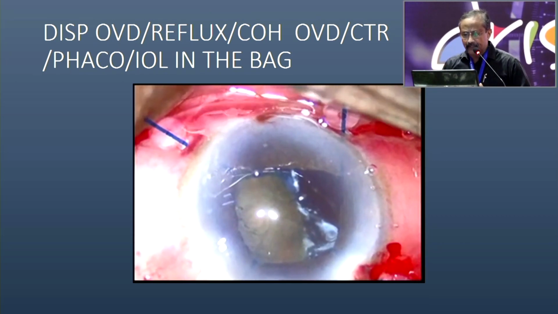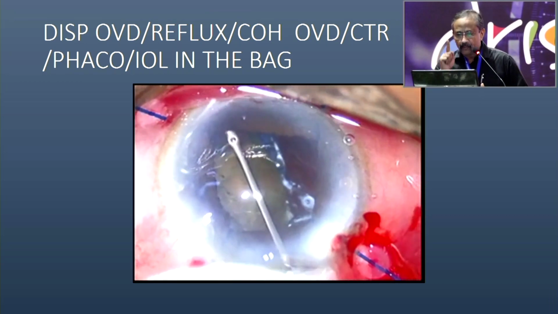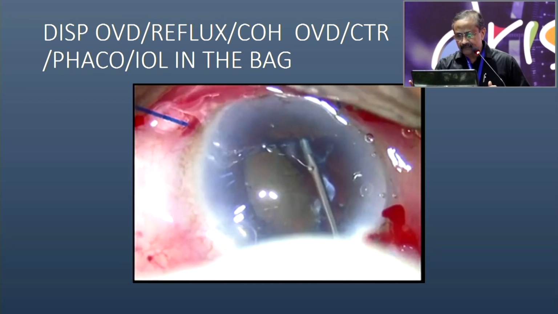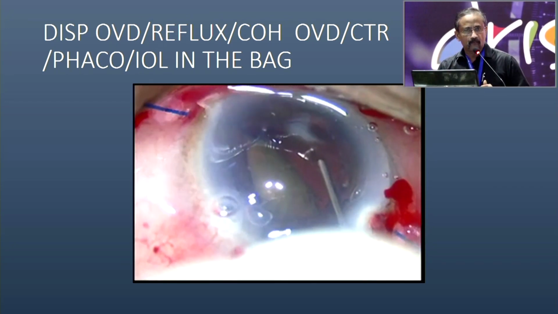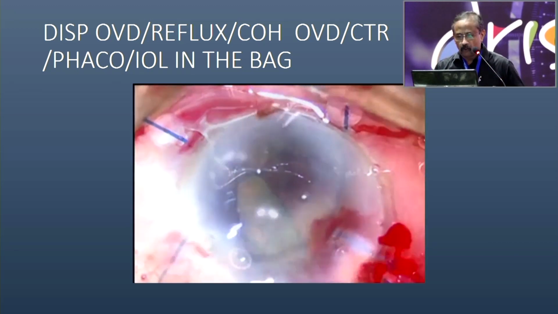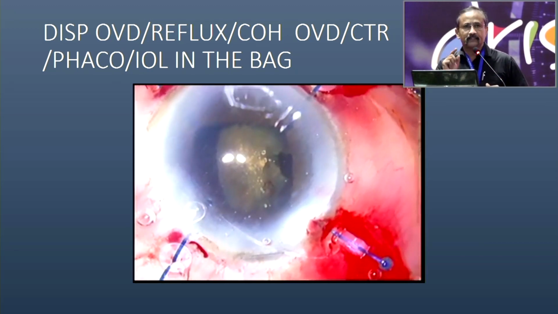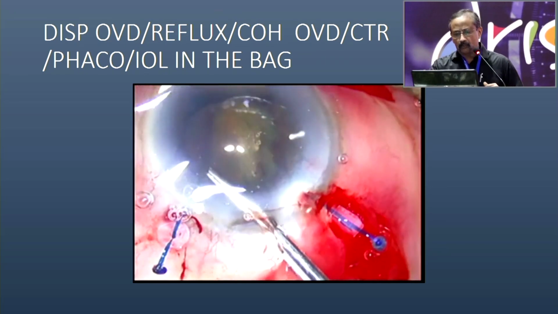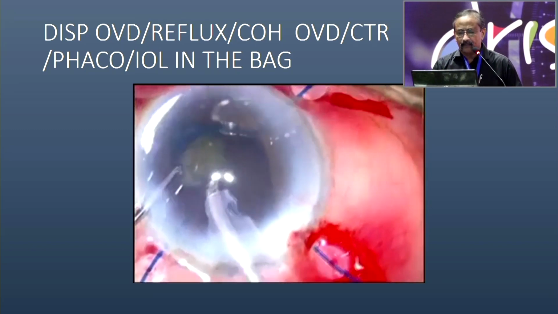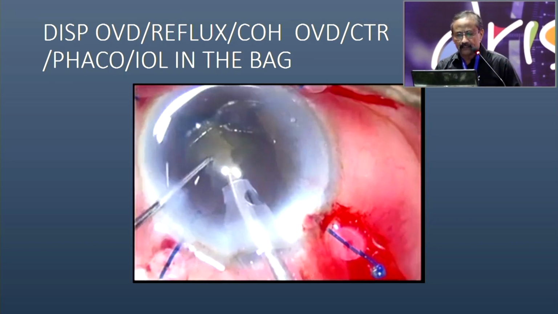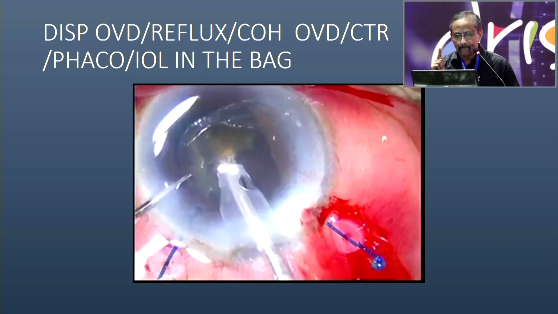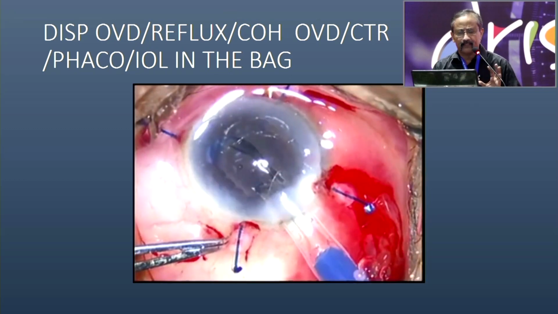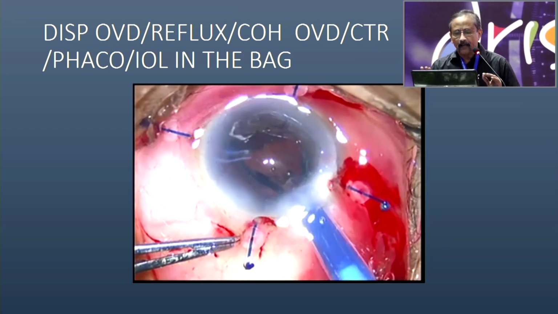You are coming out, and then you go in with your cohesive OVD, go into the bag, inject, the bag opens up very nicely, very deep, and into its normal contour. Then I introduced a CTR, a capsular tension ring, from the stronger side first, then to the weaker side. In there, tamponade once again with OVD on the other side, and completed my phacoemulsification. And once that is done, it is very easy to implant a single piece lens into the bag.